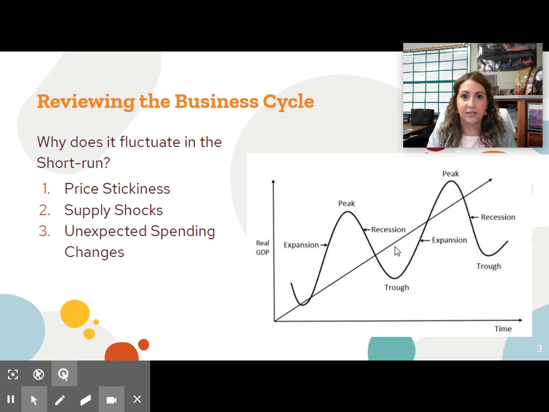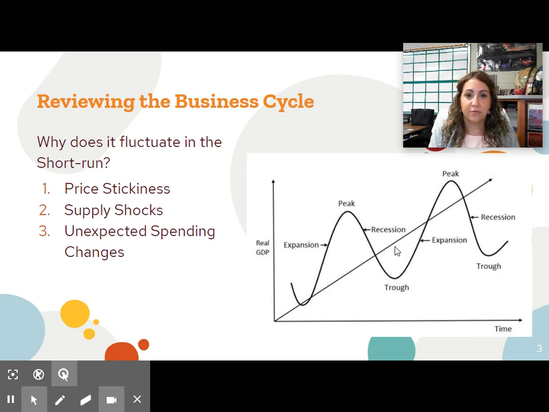And supply shocks. This is just an unexpected change in production. Usually when some sort of resource changes. So think of like a natural disaster that might take out roads and bridges or wipe out like lumber or oil, wheat, something like that. That is maybe temporary, but an unexpected change. And then the business cycle is going to fluctuate because of something unexpected.